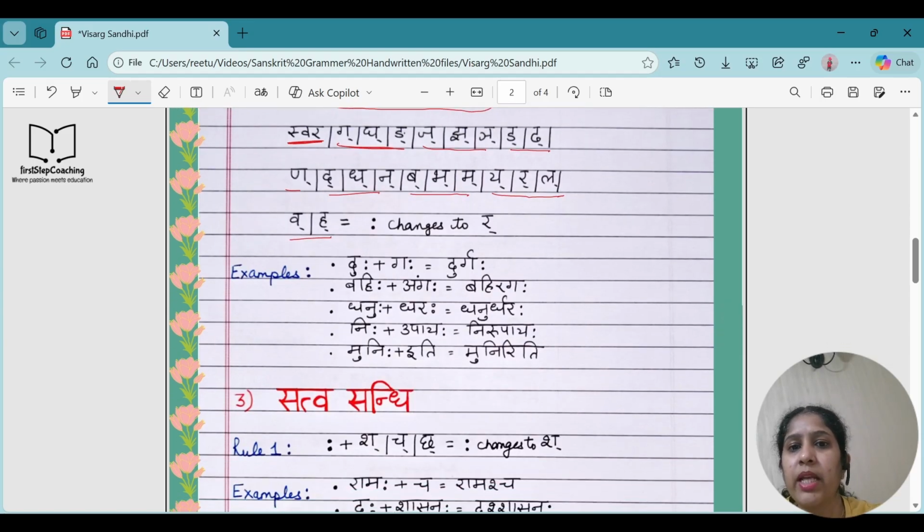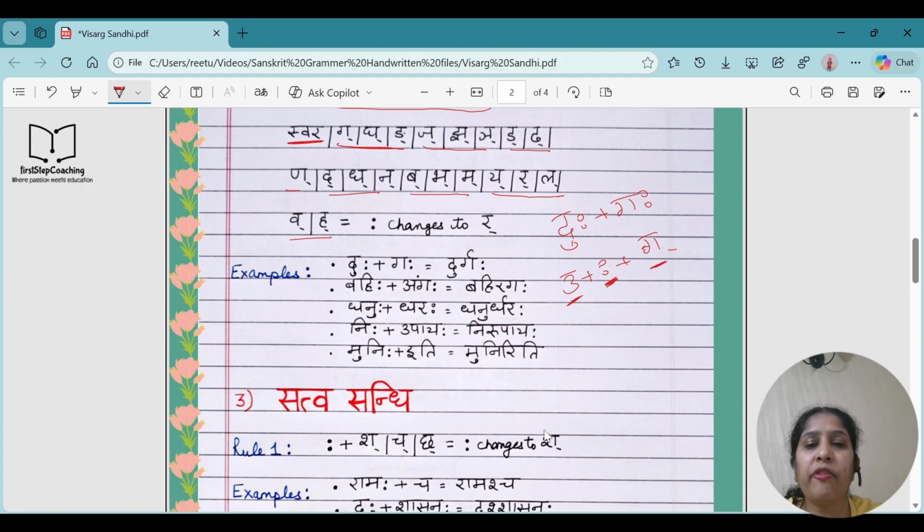Okay, so now if we see the examples, first example: duhu plus gah. If you see this one, duhu means it is ending with the u and a visarg, and the second word is starting with ga. Correct. So now u is other than a and aa, and then a visarg is there, and then the third, fourth, fifth letter of the class, third is there, right? Ga is there. So what is happening? The visarg is going to change to ra.